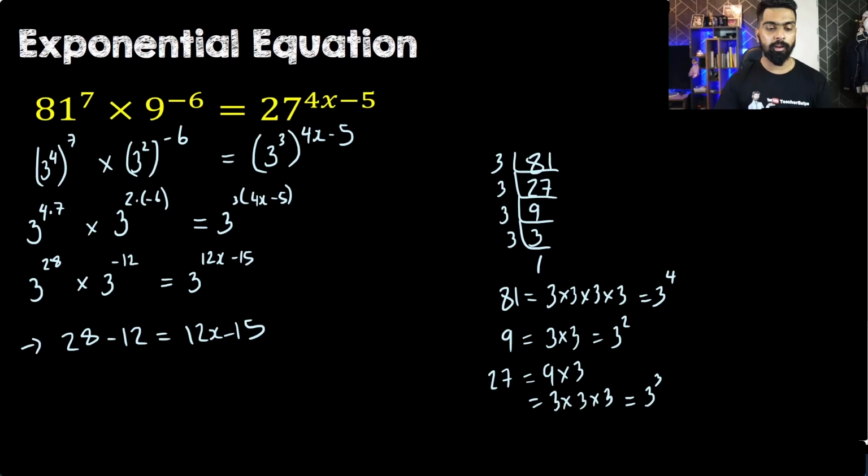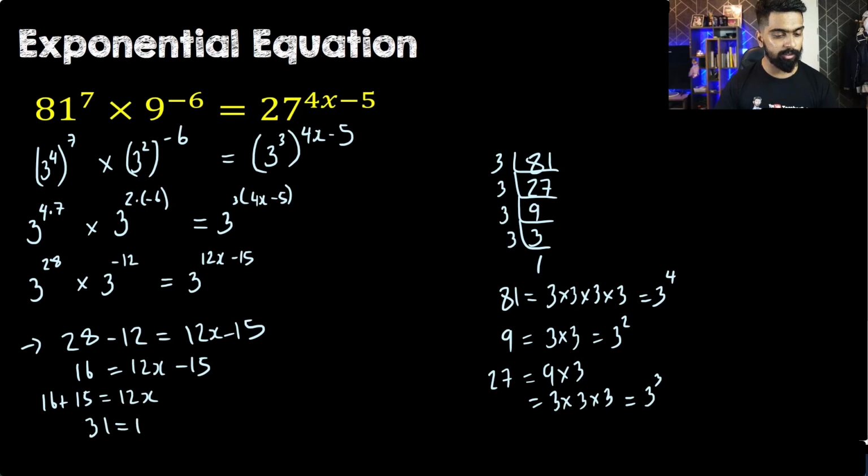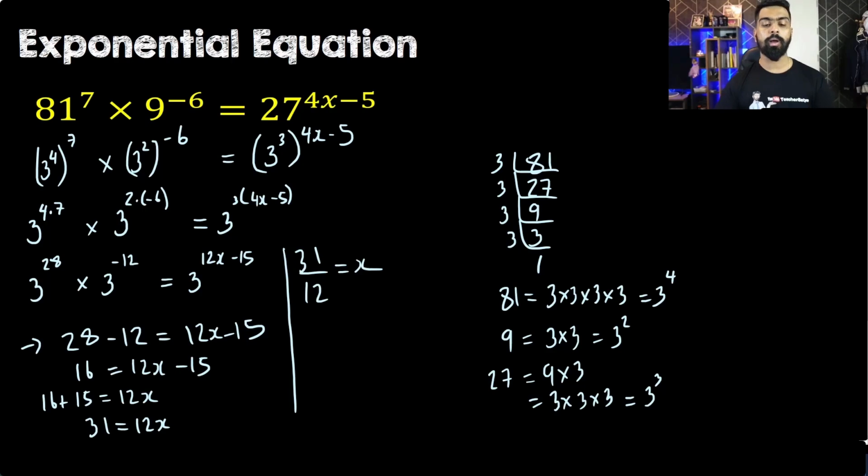Now 28 minus 12 is going to give us 16. 16 is equal to 12x minus 15. Now transposing negative 15 to the other side, we have 16 plus 15 is equal to 12x. So 31 is equal to 12x, and the value of x is equal to 31 over 12. The value of x is equal to 31 over 12, and that is how we would solve an exponential equation.